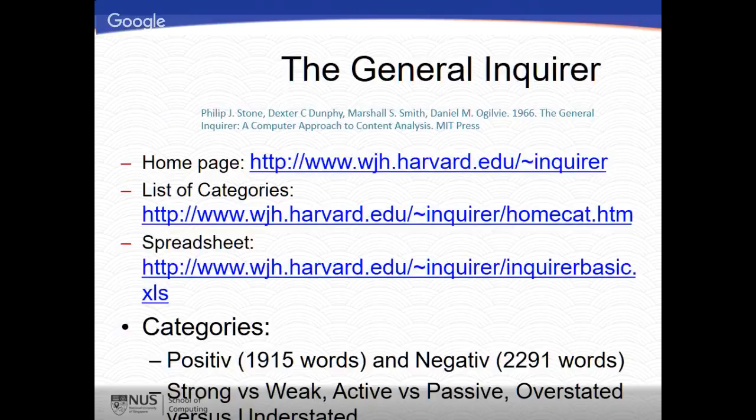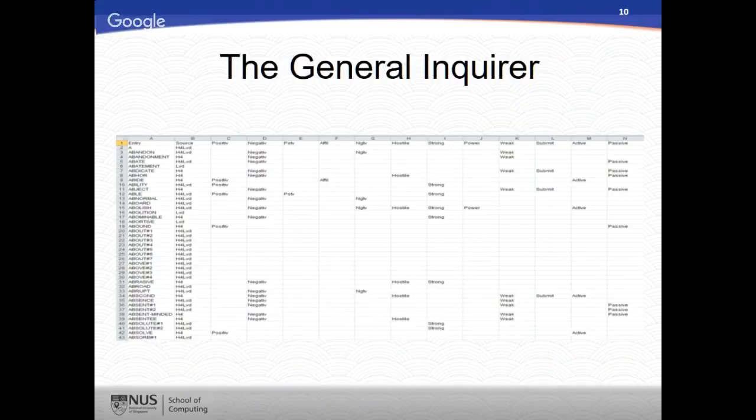This is an example of the General Inquiry Lexicon. Perhaps you can see it clearly, but you can download our slides later. You can see each row is a word, the first column is the words, and the subsequent columns are the labels. So you can see some words are positive.